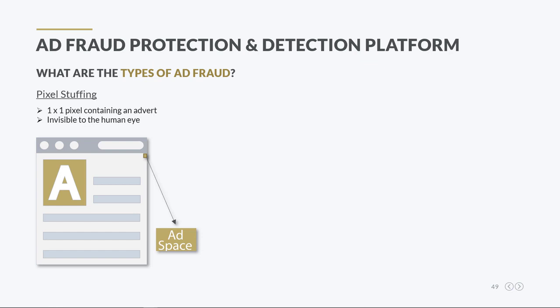Pixel stuffing occurs when a 1x1 pixel containing an advert is placed on a publisher's webpage. Even though that ad space is invisible to the human eye, it can contain an entire advert, and therefore, it can generate a fake ad impression. Since that impression is considered valid, the advertiser has to pay for it. This method is used by dishonest publishers who actually generate more impressions from invisible ads to increase their revenues.